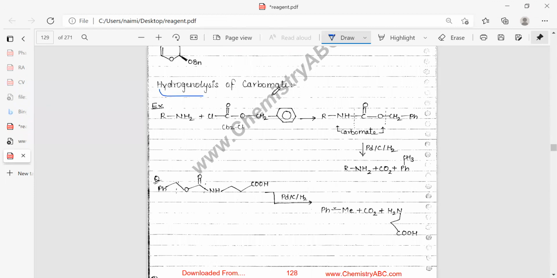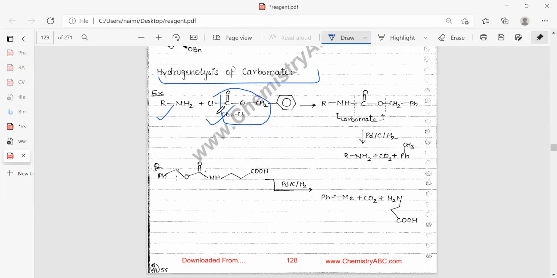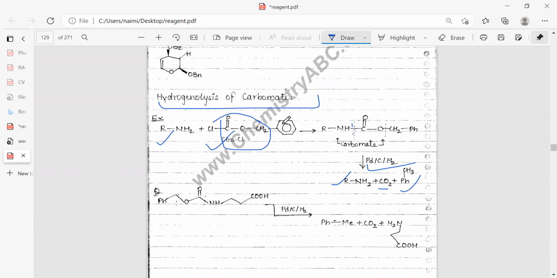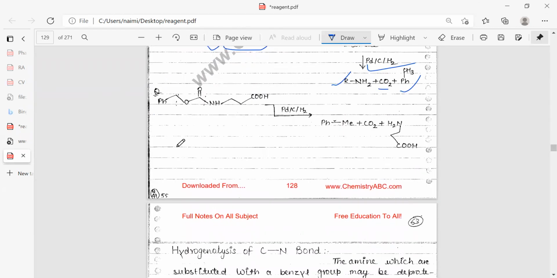Hydrogenolysis of carbamates. I told you that CbZ, the CS2CO, is the carbamate. If you add an amine, it will be protected by the benzyl carbamate, CbZCl you can say, forming the carbamate. Next, what happens here: if you add palladium on charcoal, this bond will break down, forming CO2, and this forming amine, and this forming PhCH3. So this is the mechanism of this reaction.